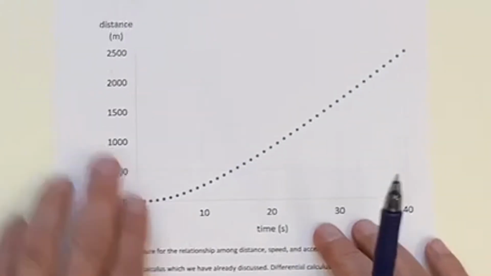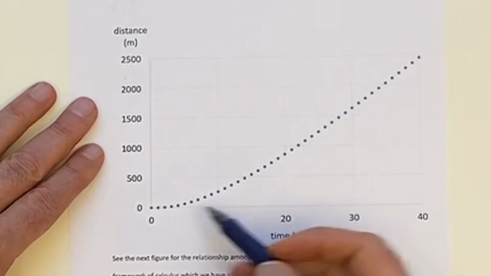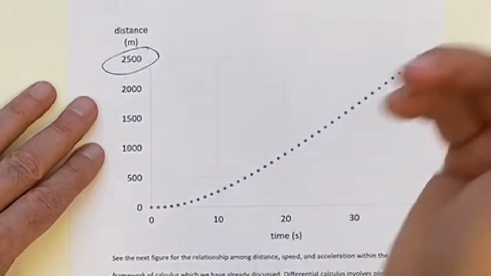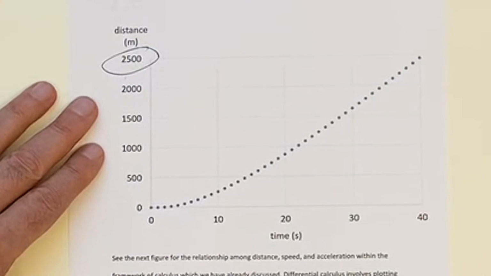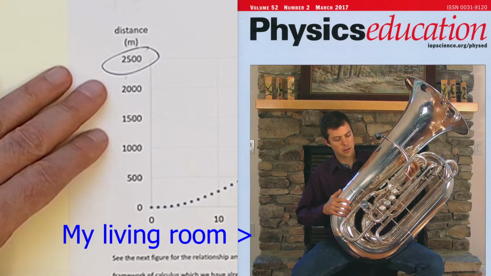And then this is the distance traveled by taking the areas of the velocity graph. And look at that, beautiful. And you could find out here how far the car went. 2,500 meters in 40 seconds. Beautiful real world example. And as I say, it was published in the journal Physics Education.